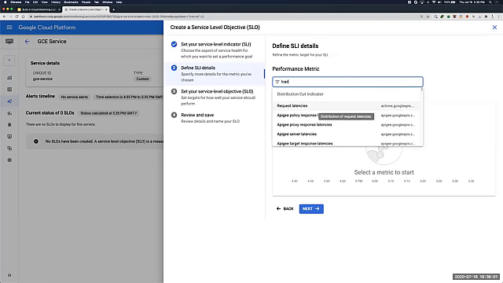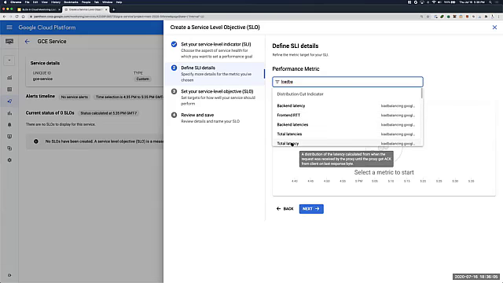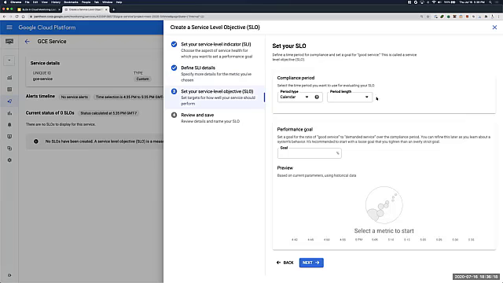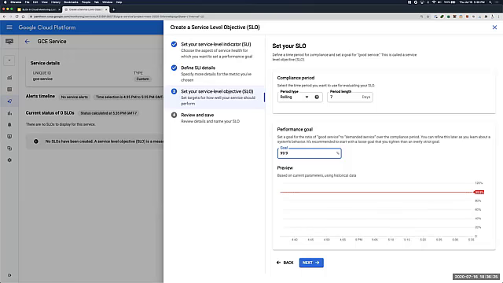Which is load balancing. I can use total latency, for example, for my load balancer, right? So let's use total latency. Here's what total latency looks like. Looks like it's about 200 milliseconds. So I want this to be maybe 300. Okay, say next, and I want this to be a rolling, again, 7-day SLO, and I want 99. Maybe this time we'll make it a little tighter, 99.9%.